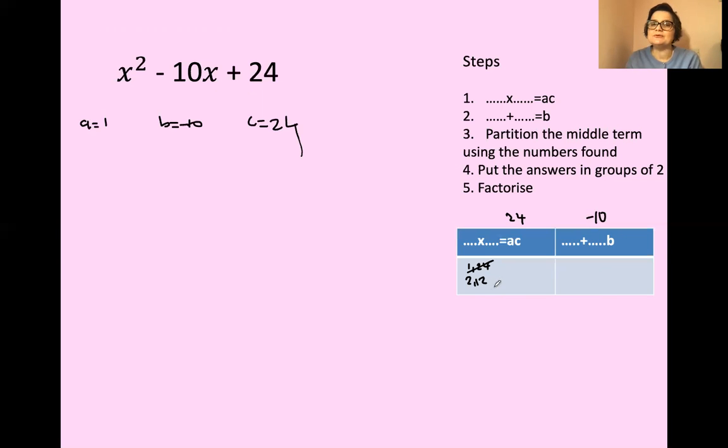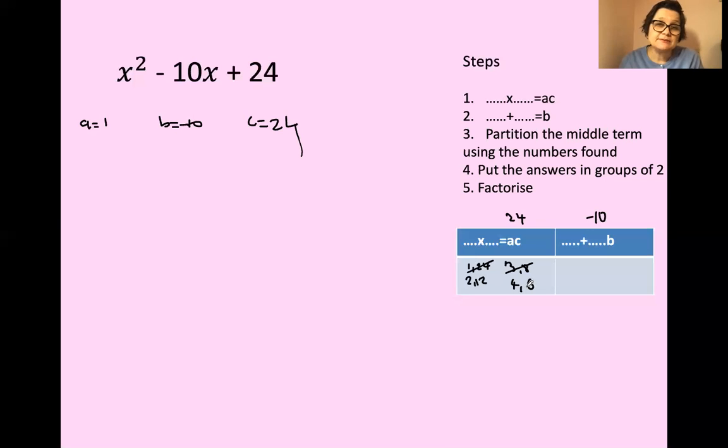I can do something with 12, but hang in there. Next one would be 3 and 8. 3 times 8 is 24, but 3 plus 8, no, they don't make minus 10. 3 minus 8, no, so 3 and 8, definitely not the right factors. And the next one is going to be 4 and 6. Can I do something with 4 and 6? 4 times 6 is 24. 4 take away 6 is minus 2.